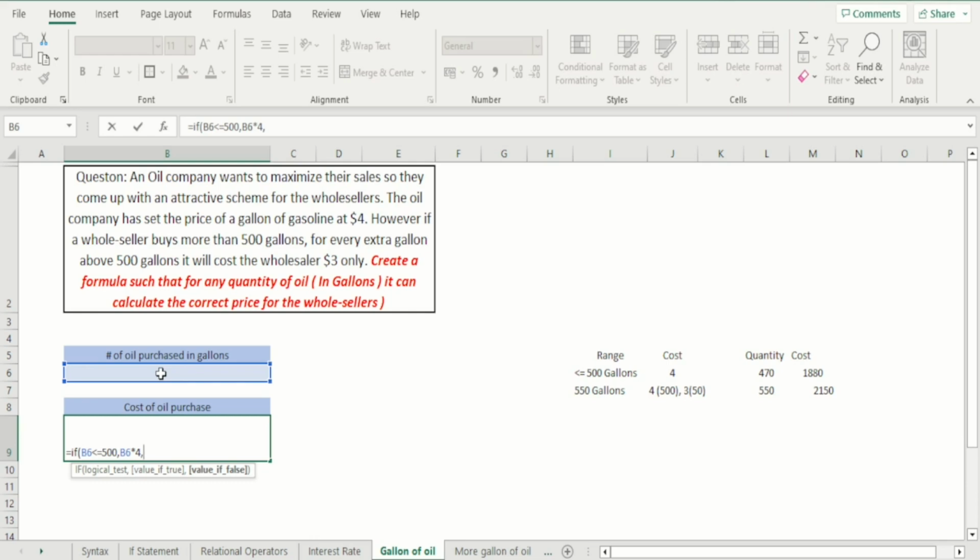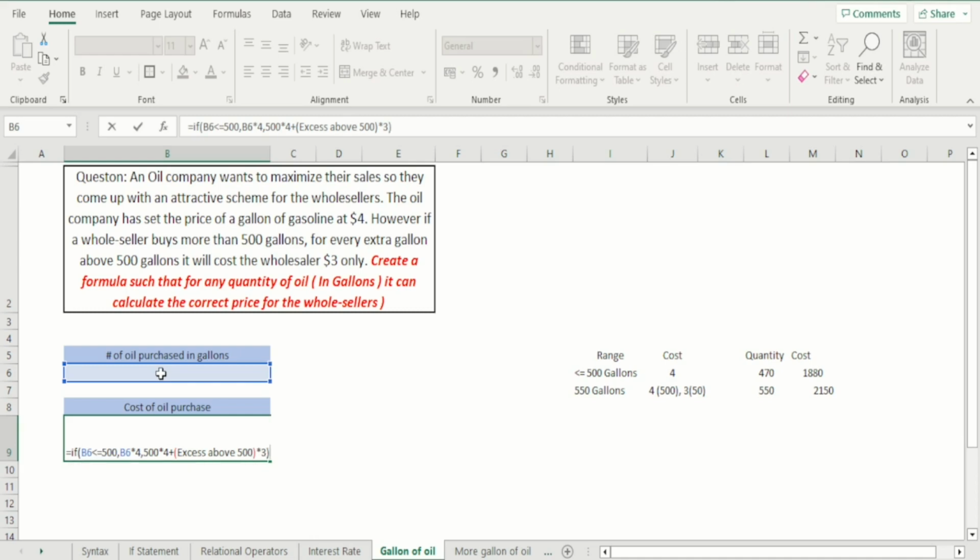Then in that case, what we would expect is that the first 500 gallons is sold at $4. And then whatever is the excess above 500 is sold at $3, right? This is what the construct would be. The first 500 at $4 and the excess above 500 at $3.